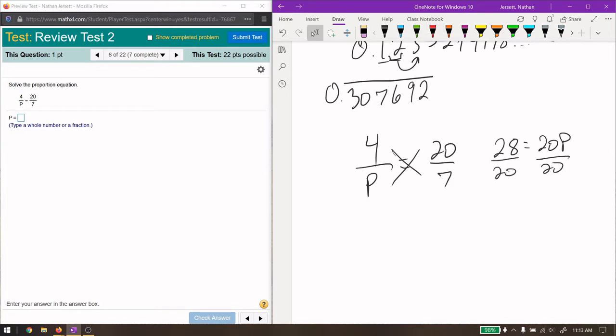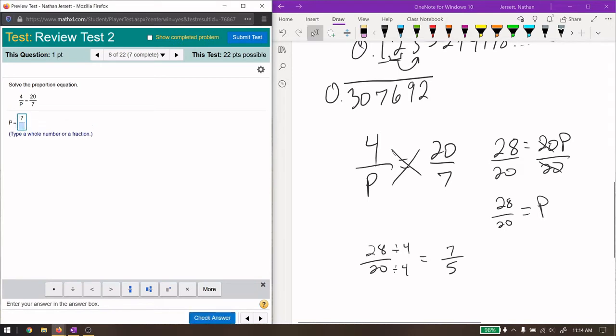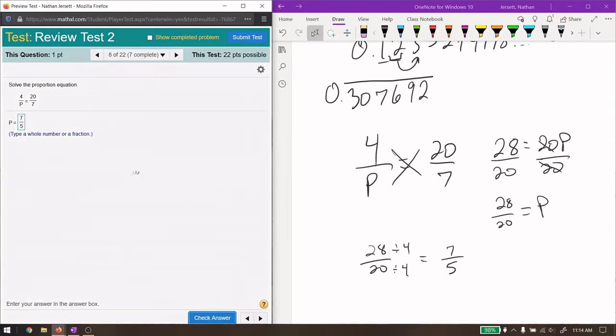It says type a whole number or a fraction. So what we're going to do here is simplify this fraction. 28 over 20 can be reduced by 2. Can be reduced by 4 actually, even bigger, which gives us 7/5. And so that will be our answer. That can't be reduced any further, so I know I'm good there.